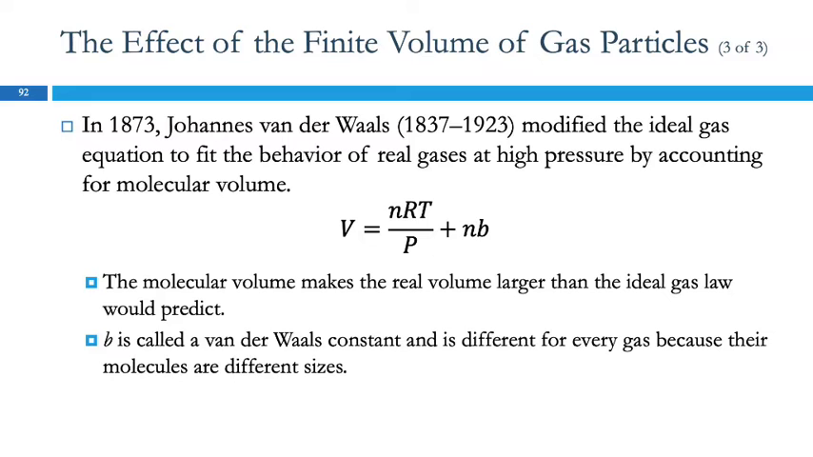So, how do we calculate things for a real gas? Well, Johannes van der Waals modified the ideal gas equation. So the volume got bigger, so you can add a term to account for that. So it's got this constant, the van der Waals constant, which is different for different gases because their molecules are of different sizes.